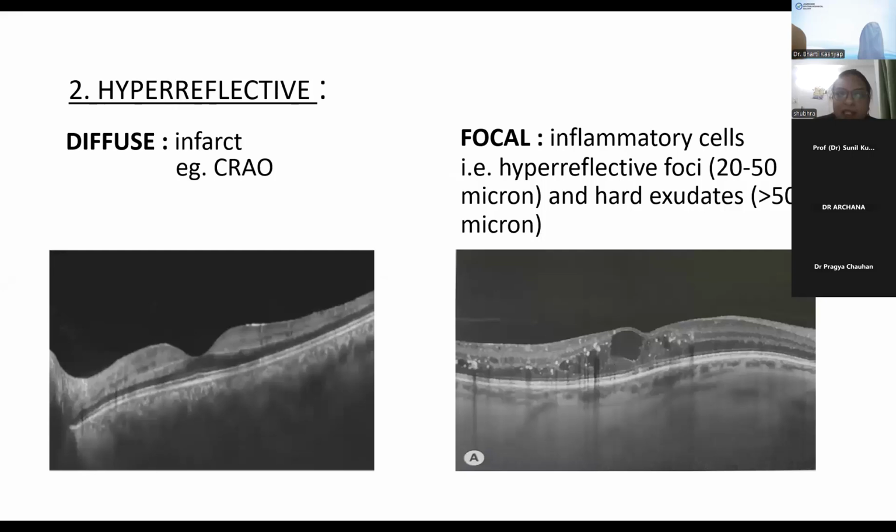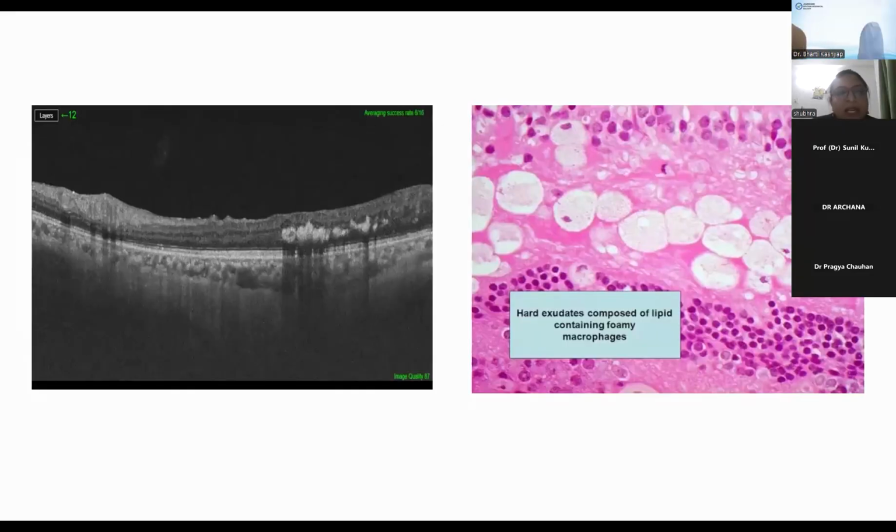Next, coming to hyperreflective. Now, what happens is when the retina goes into infarction, it becomes hyperreflective, and there's a diffuse hyperreflectivity. In the left image, you can see the inner retina is diffusely hyperreflective. This is a case of central retinal artery occlusion. However, when you see focal hyperreflective structures, now it can be inflammatory cells or it can be hard exudates. Okay. So how do we differentiate? We can see the size, or hard exudates will have backshadowing, whereas the inflammatory cells will not have backshadowing. So that's how we differentiate whether any hyperreflective dot in the inner retina is a hard exudate or an inflammatory cell. So here again, you can see these are clumps of hard exudates.